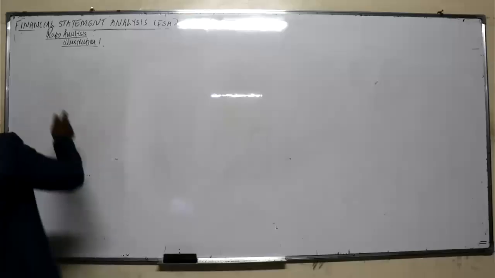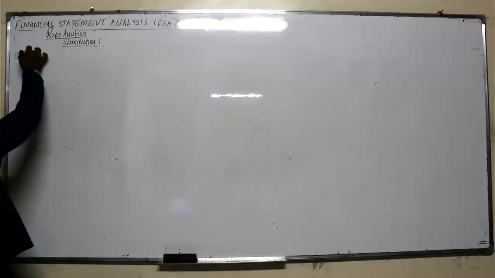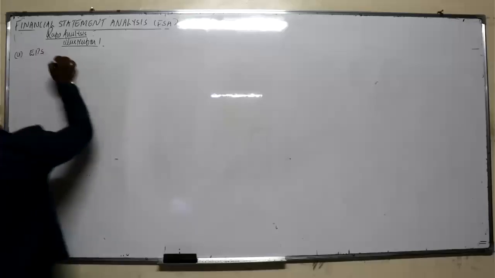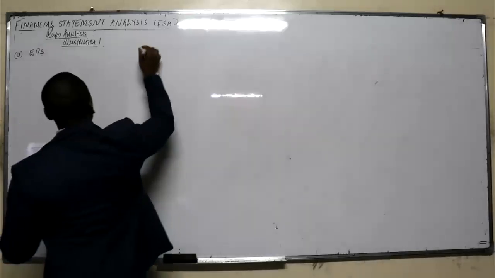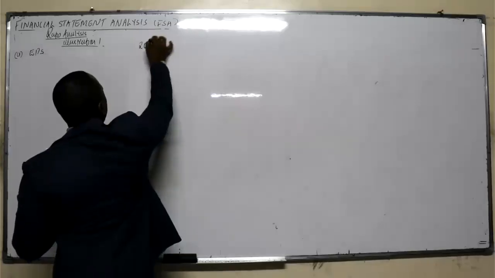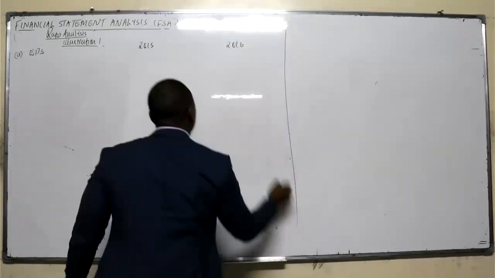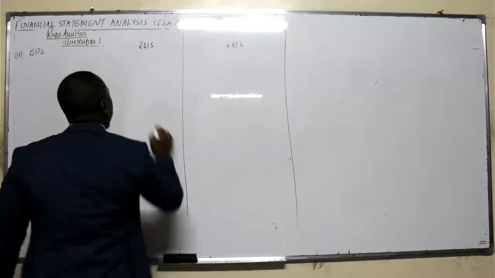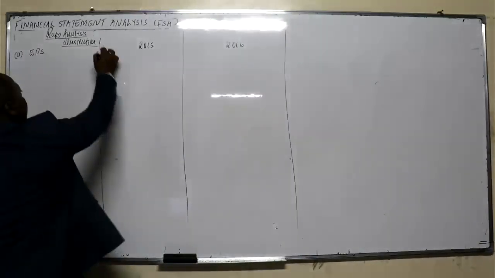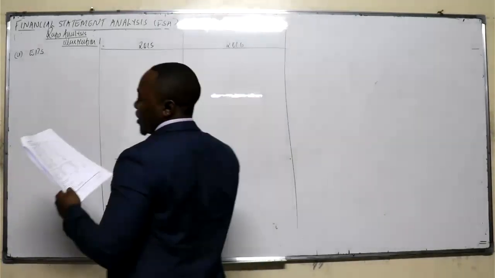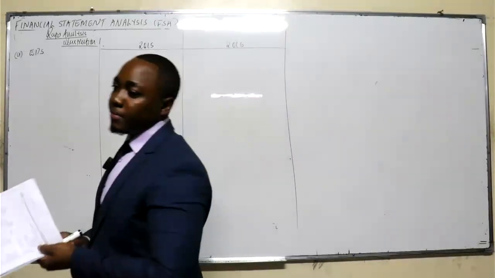Required. For each of the years, calculate 1, earnings per share. So EPS for each of the years. So we have 2015, 2016. I want us to compute for each year. How do we get the earnings per share?